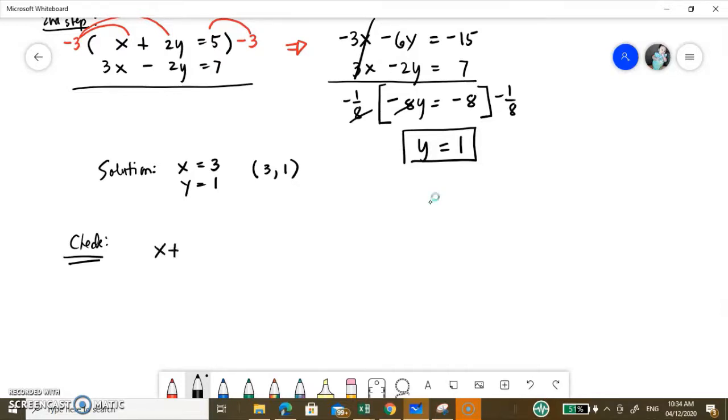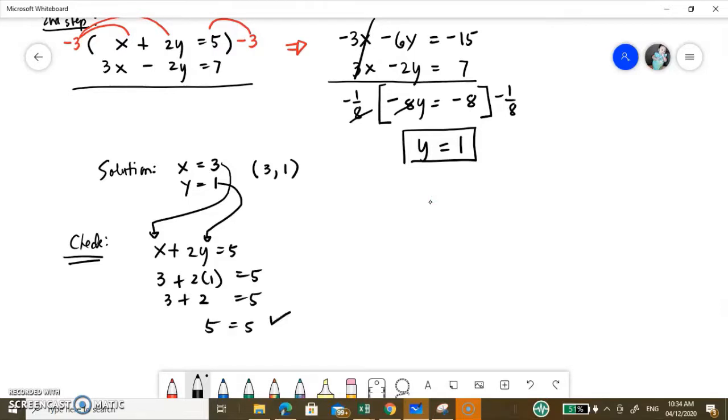So, ito yung equation 1, x plus 2y equals 5. Substitute natin yung value ni x dyan, value ni y dyan kay y. So, that would be 3 plus 2 times 1 equals 5. So 3 plus 2 equals 5. 5 is equal to 5. That is a true statement. Let's try substituting the values of x and y in the second equation, 3x minus 2y equals 7. It must also yield a true statement.